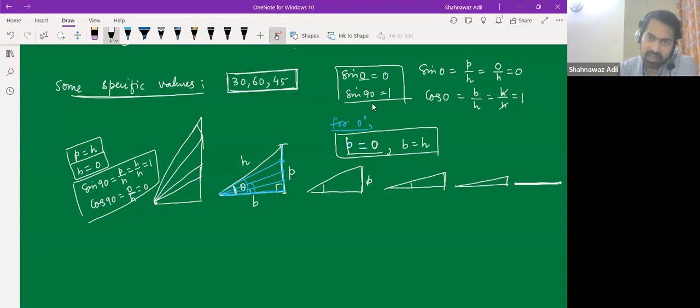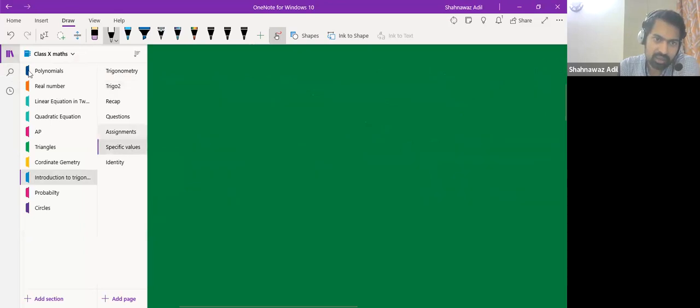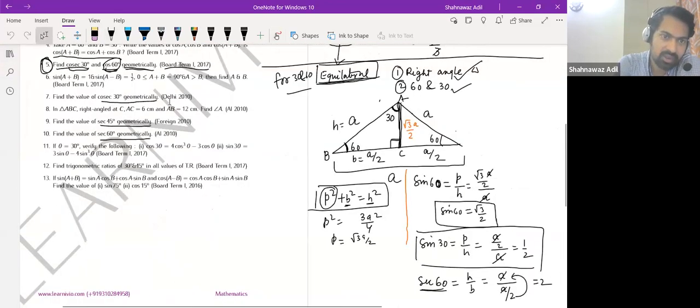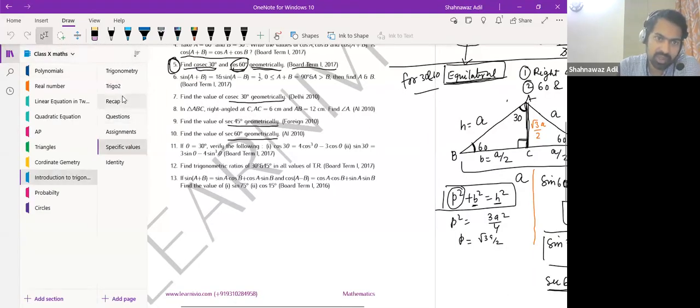Proving the values at 0 degree and 90 degree is not important. In the boards, they will ask you 45 degrees, 60 degrees, 30 degrees. They will ask you to geometrically prove the values at 60 and 30 degrees. So let us focus on that.